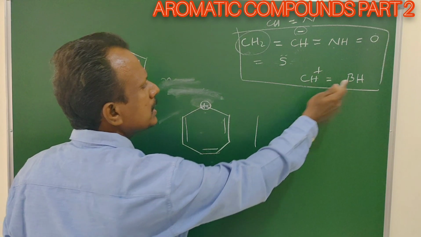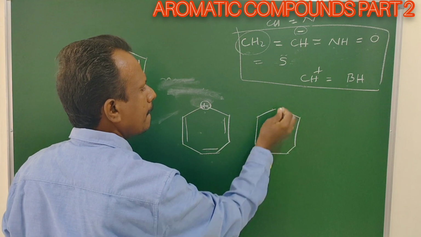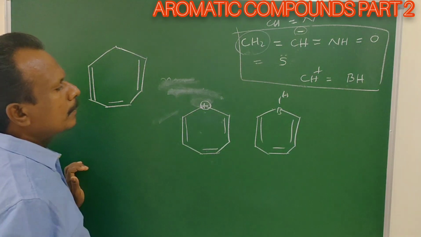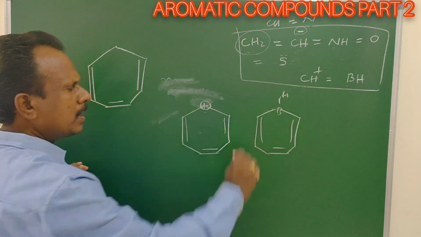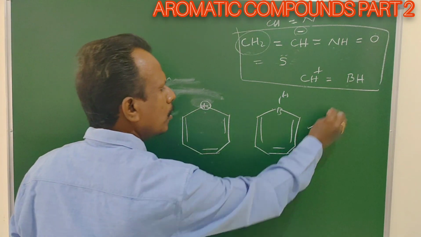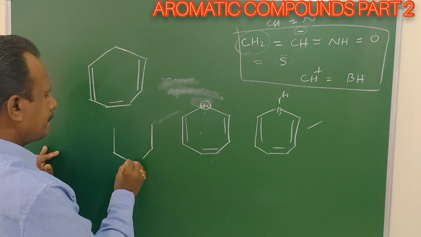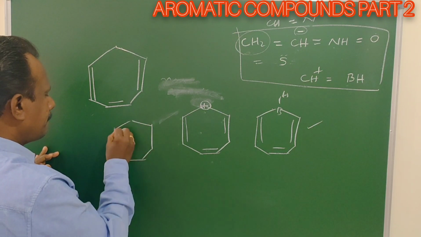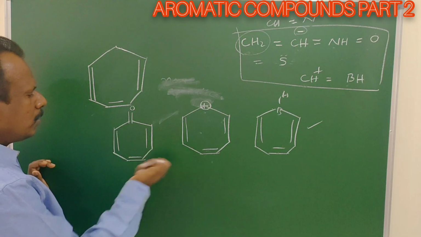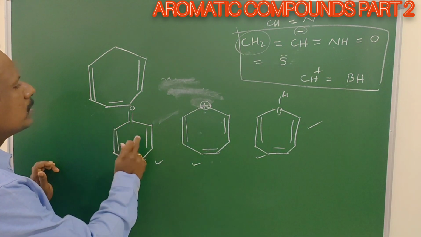In place of CH plus, BH. All are sp2 atoms, planar, number of delocalized electrons 6. So it follows Hückel rule, aromatic. All are sp2, follows Hückel rule, aromatic. These three are aromatic compounds with a 7-membered ring.